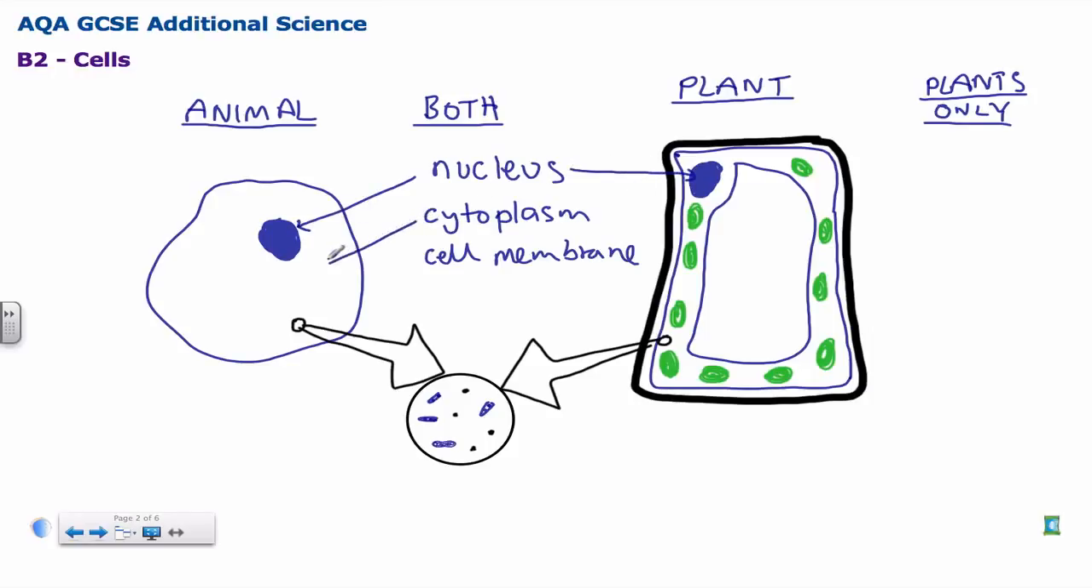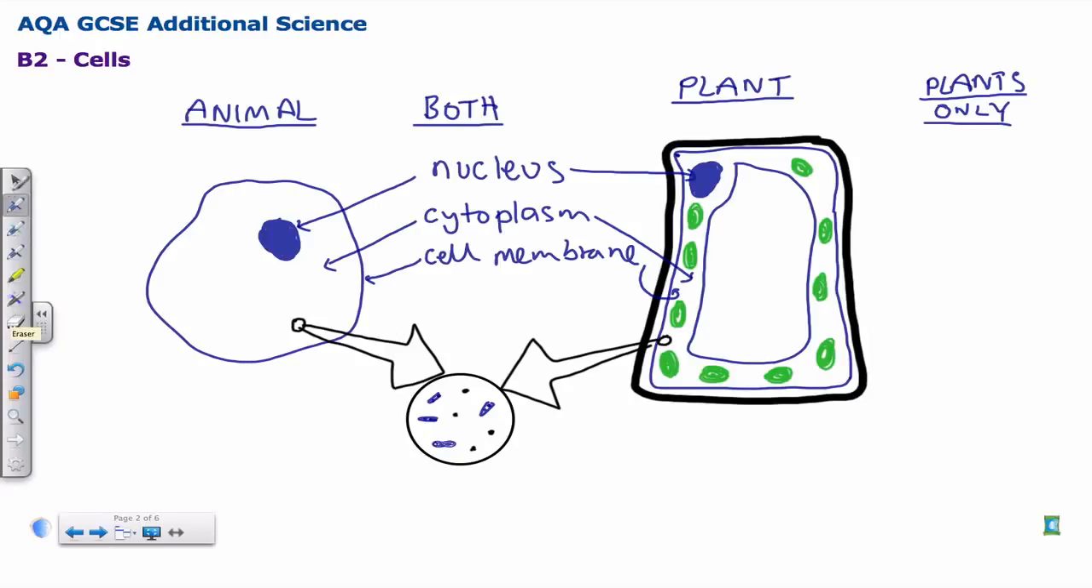Okay, the cytoplasm is a jelly-like liquid that all the other bits are floating around in. The cell membrane is there for the animal cell, and it's just inside that thick black line for the plant cell. Okay, so these are 3 very simple labels that you should know and understand.